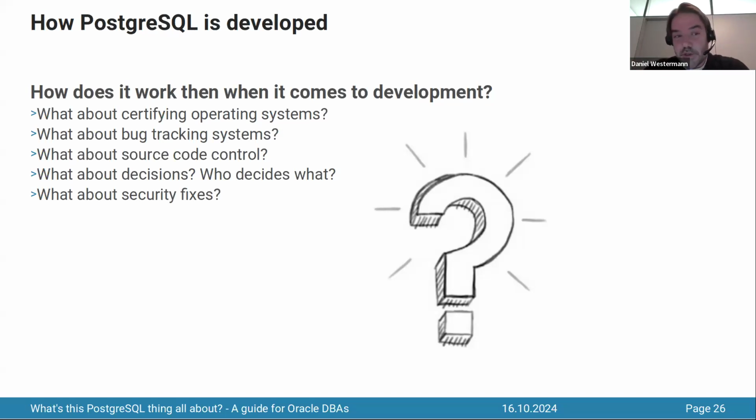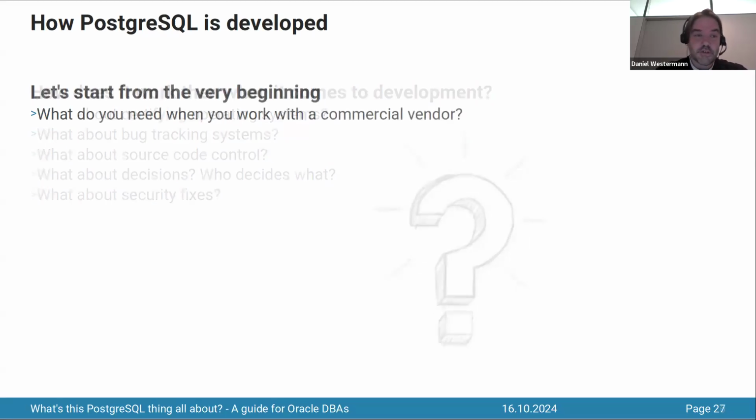There needs to be some kind of bug tracking. There needs to be, of course, source code control. There needs to be decisions. Someone needs to decide what is coming in. Maybe a patch also gets rejected, which happens from time to time. And someone also needs to work on security and bug fixes.